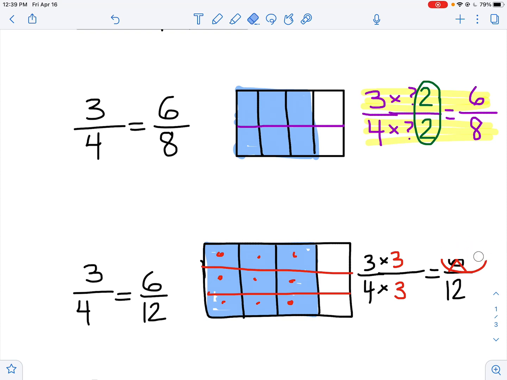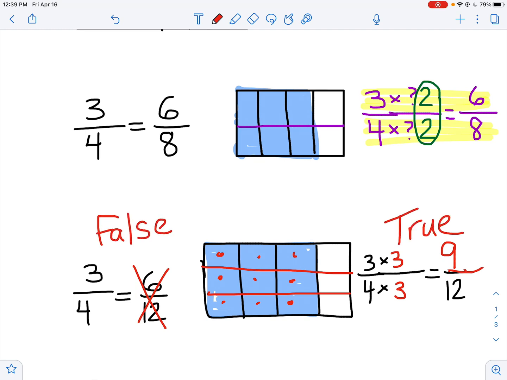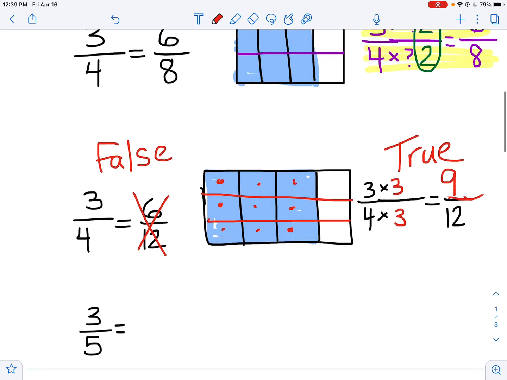I'm hitting all the wrong buttons, guys. I'm going to have to change my 6 to a 9 and show that 3/4 is equivalent to 9/12, not 6/12. So I'm going to write this is false. This is not true. But this is true. Here's how to make it true. So let's take a look.